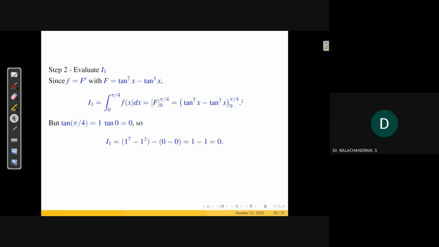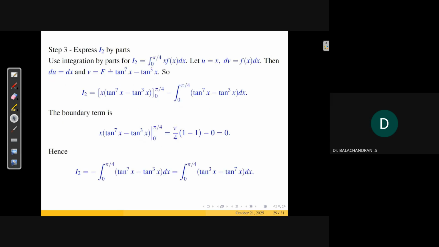We know that tan pi by 4 is 1 and tan 0 is 0. So the upper limit gives 1 power 7 minus 1 power 3, minus the lower limit, which is 0 minus 0. So the final answer is 1 minus 1, which is 0. So I1 is 0.